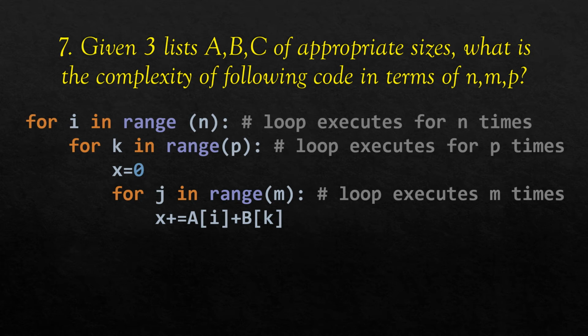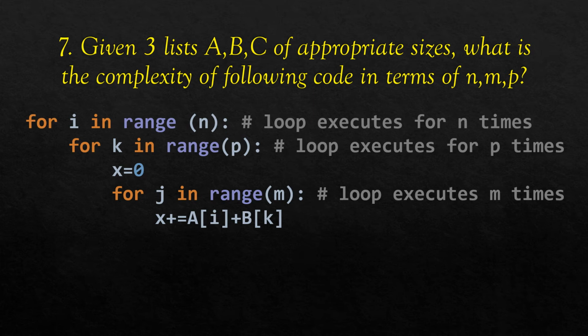The next question is like this: three lists are there, A, B, C, of appropriate sizes. What is the complexity of the following code in terms of n, m, and p? You can see the first for loop is for i in range n. So here it shows clearly that the loop will get executed n number of times. Now the next loop is for k in range p. Here also you can see the loop gets executed for p number of times. Now for j in range m, do something, x plus is equal to a of i plus b of k, that is one operation. And here also you can see the loop gets executed m number of times.